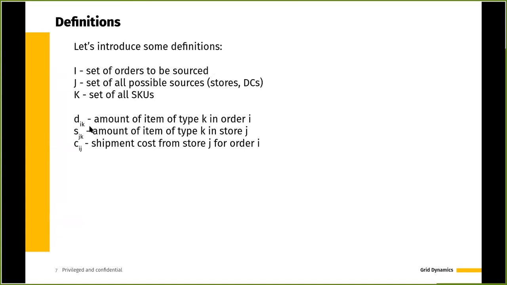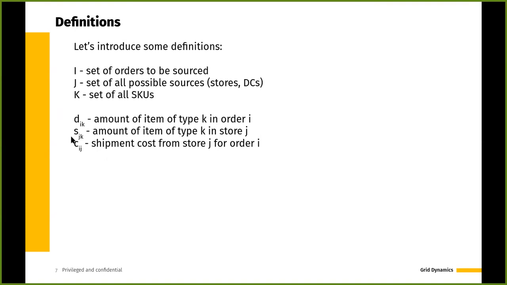If you see any subscripts with I, J, or K throughout the presentation, that means those values are indexed based on those sets. So D_IK means how many items of type K you have inside your order number I. S_JK is the amount of inventory for item K in store J, and C_IJ is how much you should pay to ship anything for order I from store J.